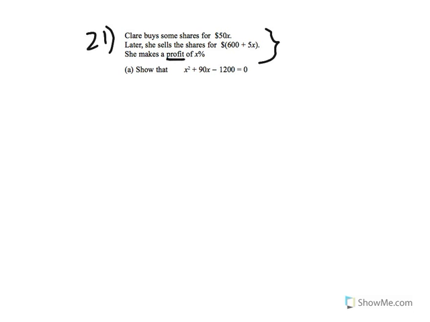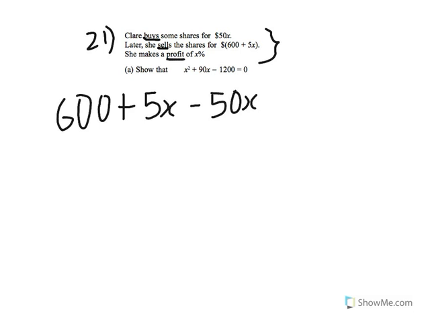So, first of all, look at what you have. You have the profit she's made, you've had the amount she sold it for, and you've had the amount she bought it for. So think of something that relates profit, selling, and buying of something. So if I bought something for 10, a pencil let's say, and I sold it for 20, I'd make a profit of 20 minus 10. So you see we've already developed a link between the selling and the buying and the profit. So what happens is the profit in this case will be the amount she sells it for, 600 plus 5x, minus 50x. Right? But in this case, she makes a profit of x percent, meaning we have to put this profit in terms of percentage.